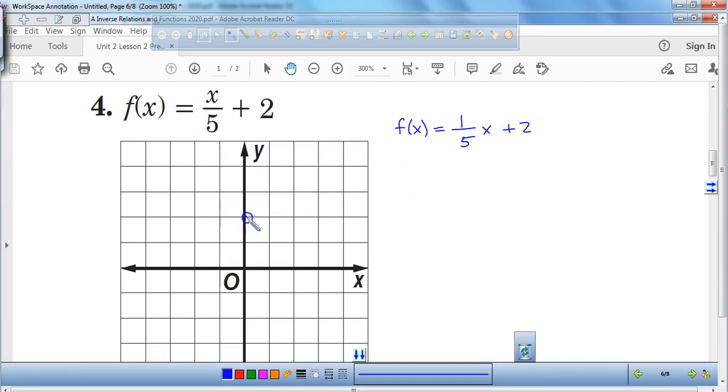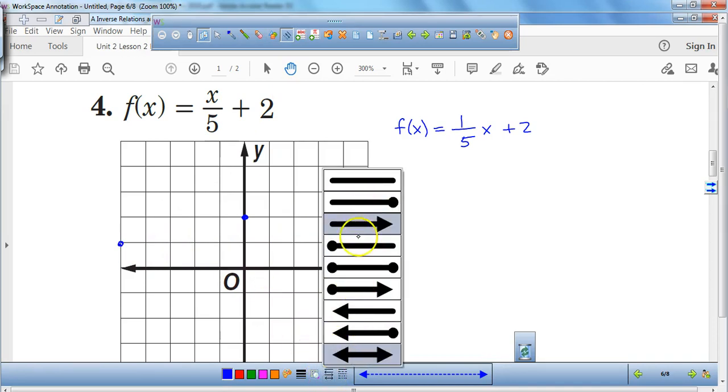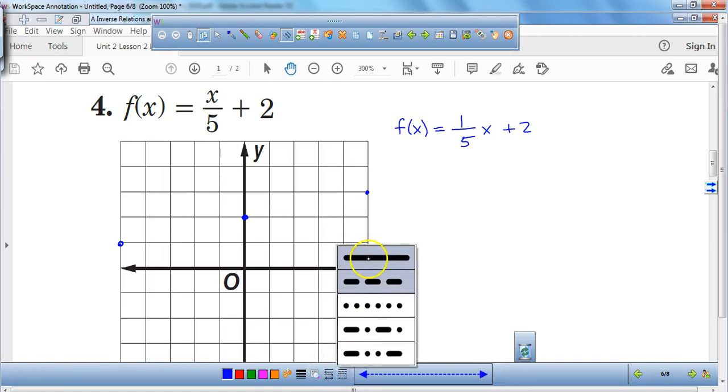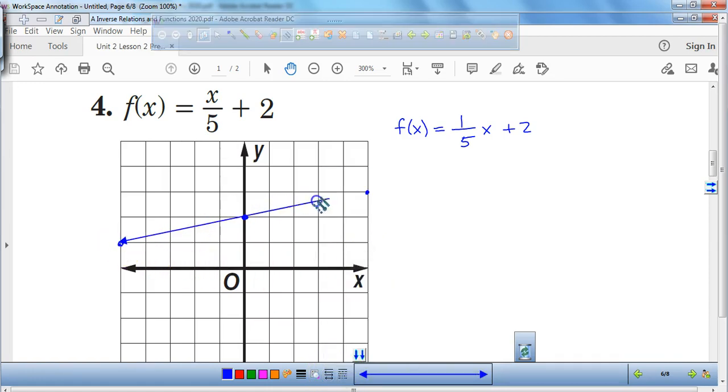So we'll just kind of go and graph it. There we go. Go up 1 over 1, 2, 3, 4, 5. There we go. Go down 1 over 1, 2, 3, 4, 5. There you go. And this is your graph. You can clearly see. Come on, you can do this. There we go. Let's make a nice straight line.